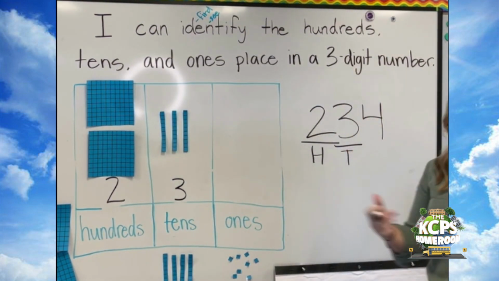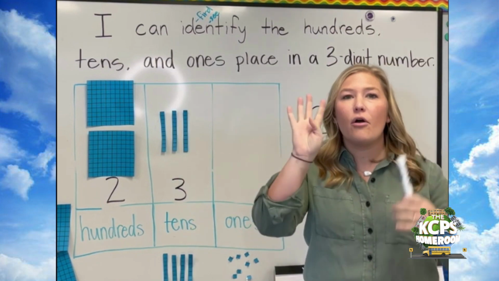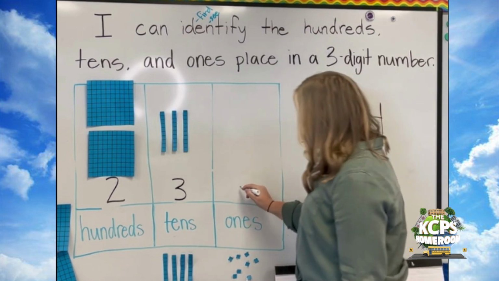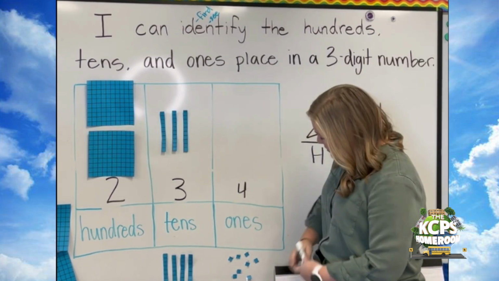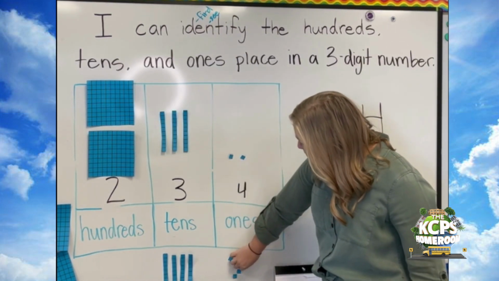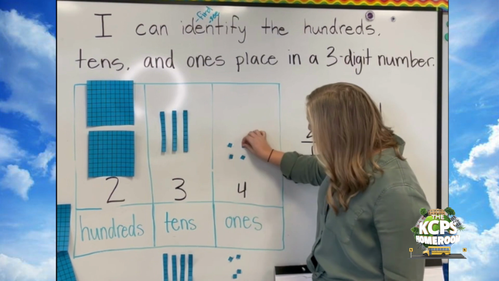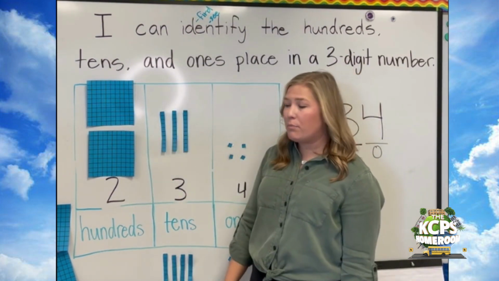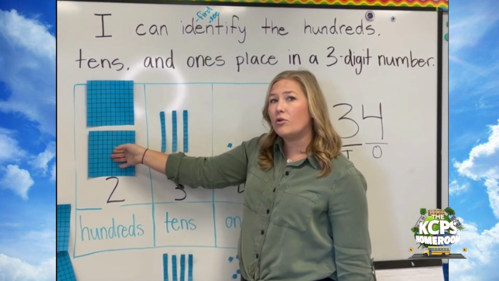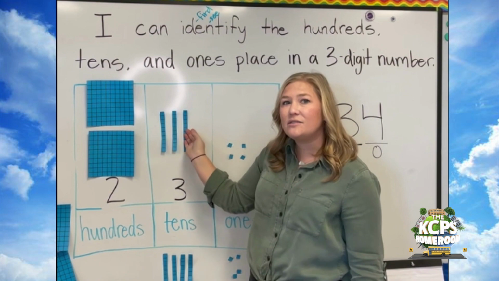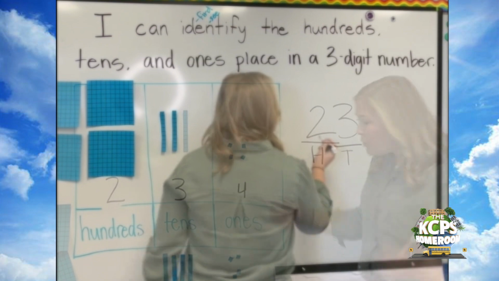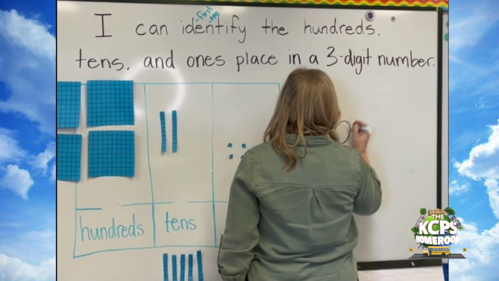And then the last one, we hear 234. Well, that 4, it's telling me its value. It is 4 ones. So my 4 is sitting in the ones place. I can come over here and put my 4. And then let's go ahead and put my little 4 ones cubes up above. Now, if I wanted to take the time and count all the ones cubes that are on my board, I would get 234 because I have 2 sets of 100 or 200, 3 sets of 10s or 30, and 4 ones or 234.